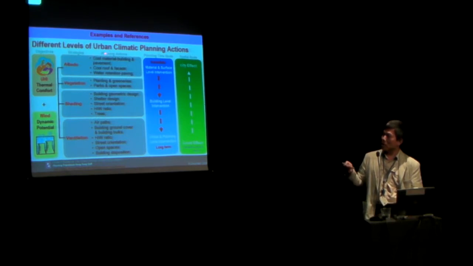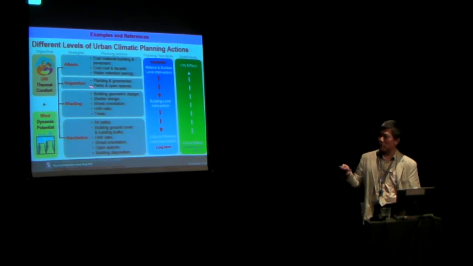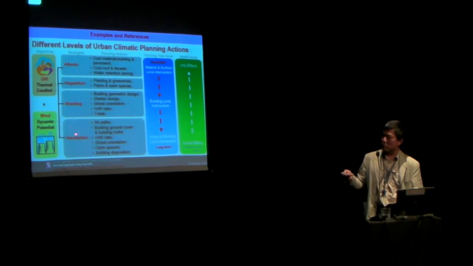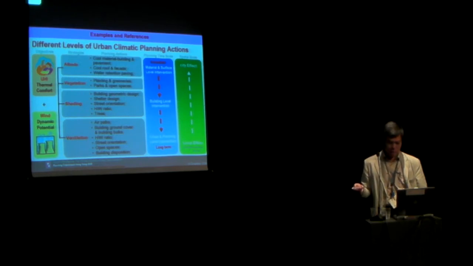Now, for planners and everybody else, you can do a number of things. You can change the albedo, so-called, change the color of the building, vegetation, shading, and also ventilation. And with these four scientific strategies, you can do a number of things by planners, by people, by government. If you do this, it will change this and it will benefit whatever. And there are also the time scale and the spatial scale you need to worry about.